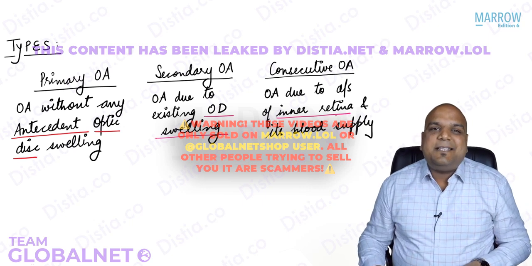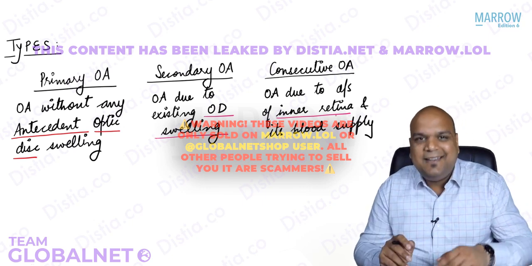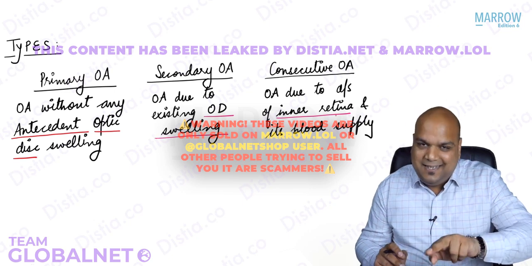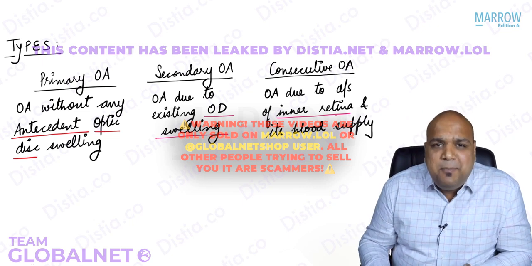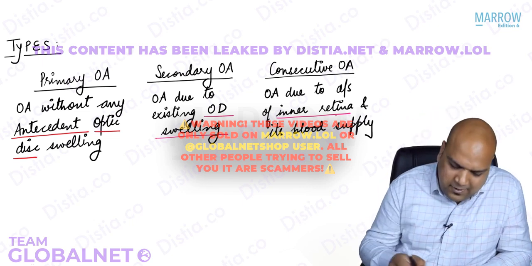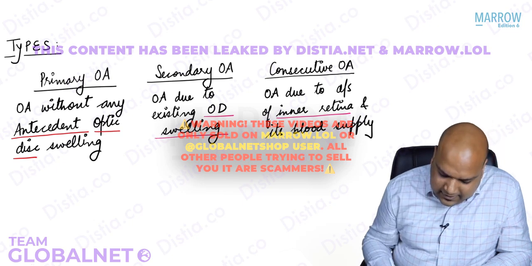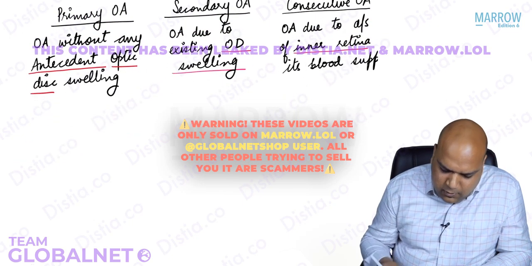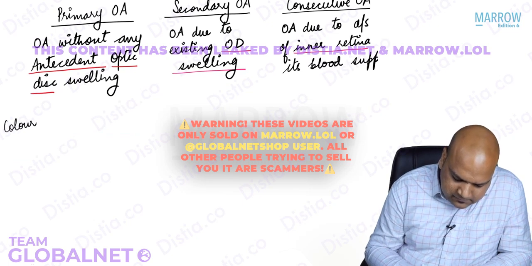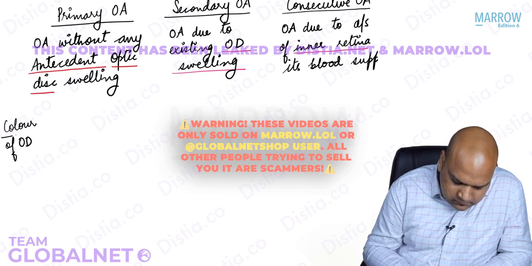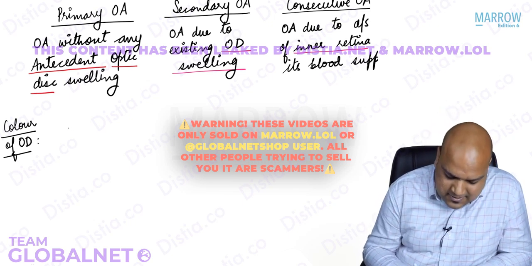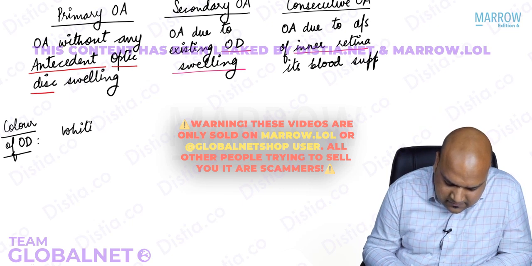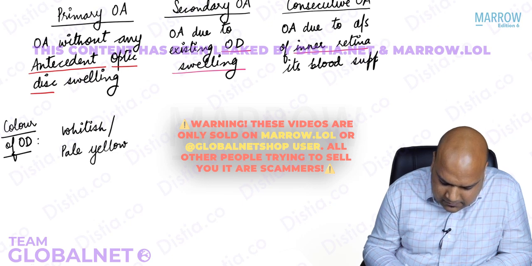Okay, so if I summarize this for you, primary means no problem before today, secondary means problem in the optic disc, and consecutive means problem in the retina. I hope we are pretty clear about the meaning of the primary, secondary and the consecutive optic atrophy. Now, how to differentiate between the fact that it is primary, secondary or consecutive, everybody? We look at the color of the optic disc. Color of the optic disc in primary becomes whitish, or I can say pale yellow.